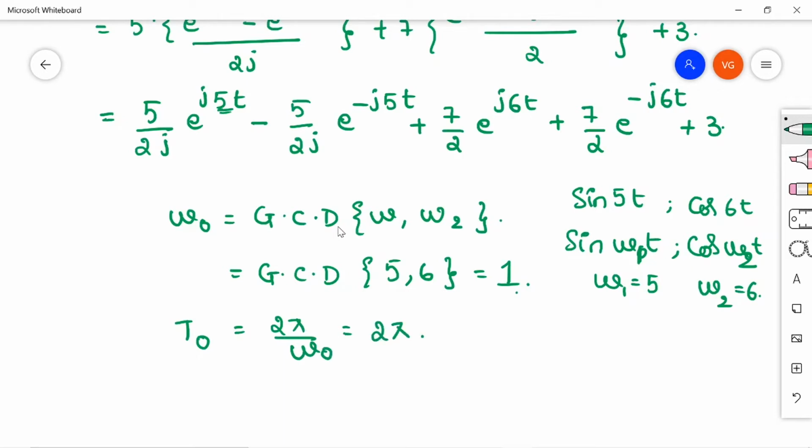Right, now you have to write down the given x of t in terms of omega naught. Wherever 1 is there, you have to write it as omega naught. See here, 5jt is nothing but 5jt into 1. So this you can write as e power j5 omega naught t, e power minus j5 omega naught t. This also, right? e power j6 omega naught t, e power minus j6 omega naught t, right? Like that we can write.